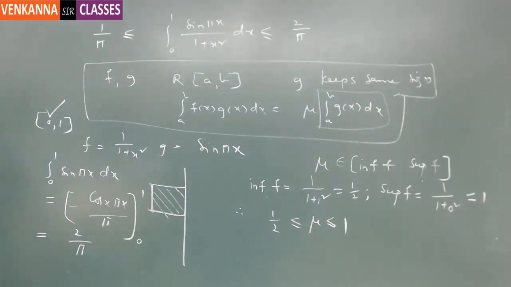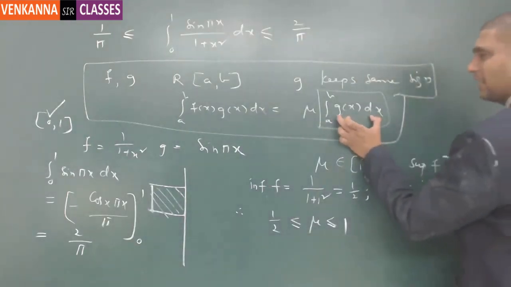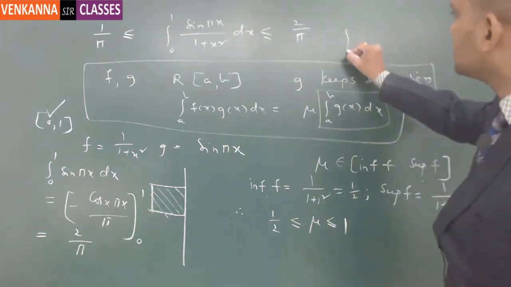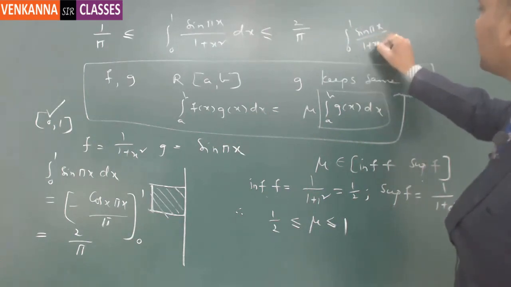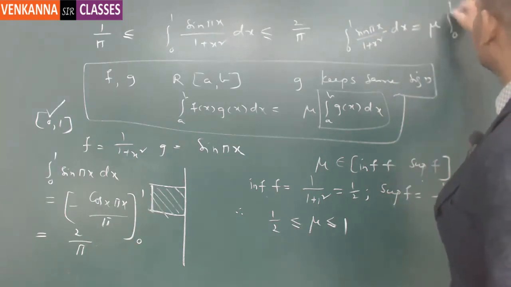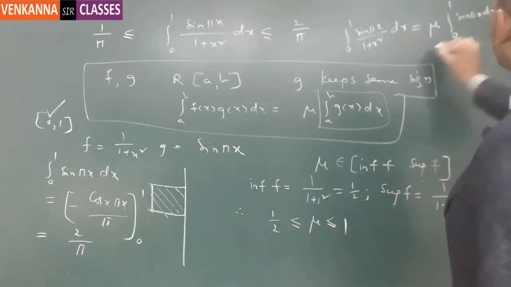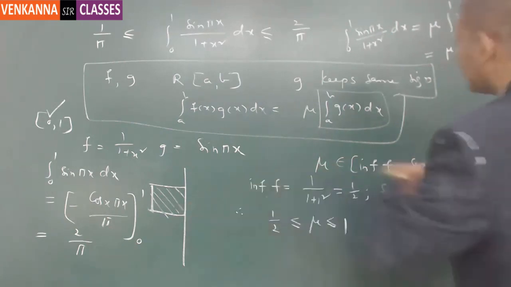Is that okay? Now, in the middle part, mu into something is there, right? This double integration is nothing but integral 0 to 1 sin pi x by 1 plus x square dx, which is equal to mu into integral 0 to 1 sin pi x dx. So this is equal to mu into 2 by pi, because you have evaluated the value.